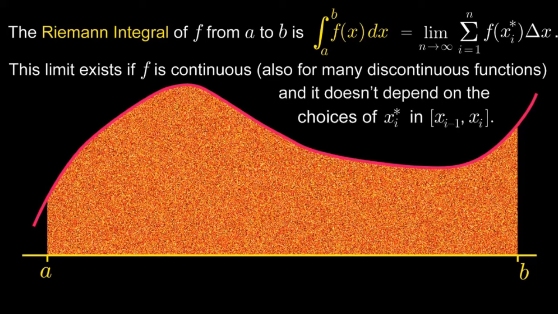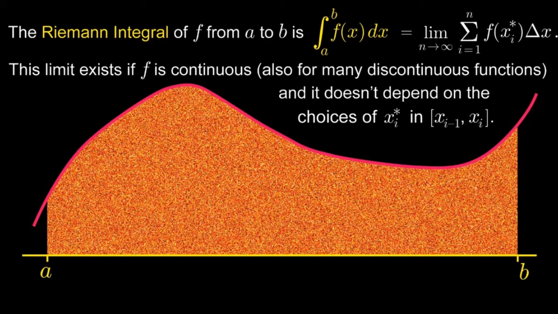Now, I also need to say something here about the choice of the xi stars, because that will change the Riemann sum. But at least in the case of continuous functions, and actually for most of the functions we'll consider, it doesn't really matter which xi stars you choose. It doesn't change the limit.